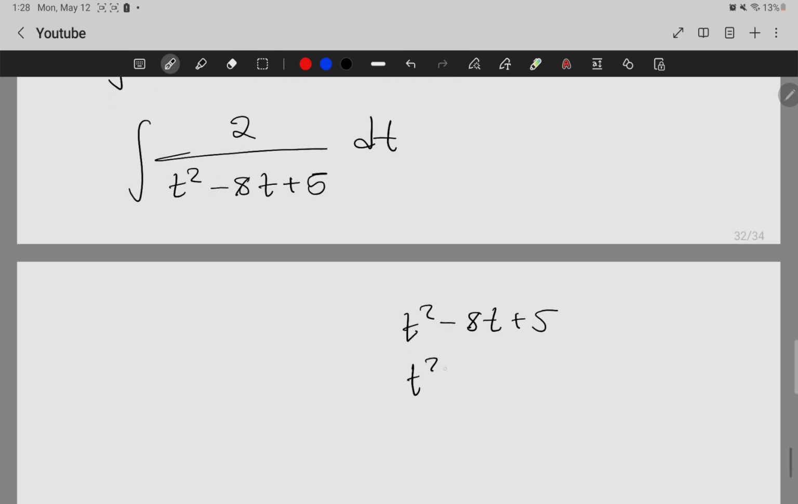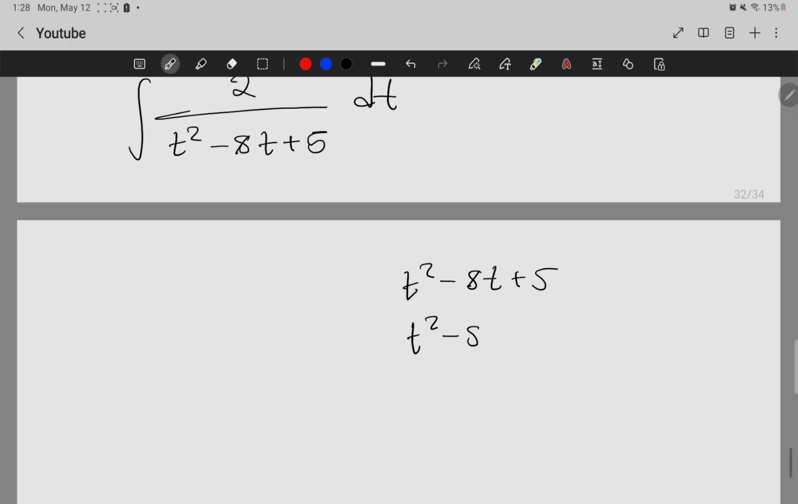So I'll proceed to just take half of the coefficient of t there, which is minus 4. I'll square it, add it, then subtract it. Then we have plus 5 at the end there. So now we get t minus 4.